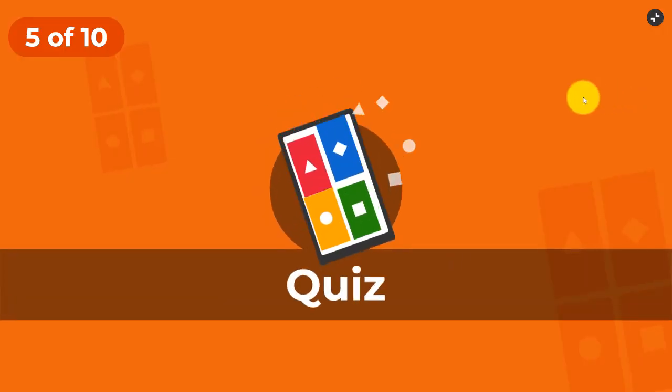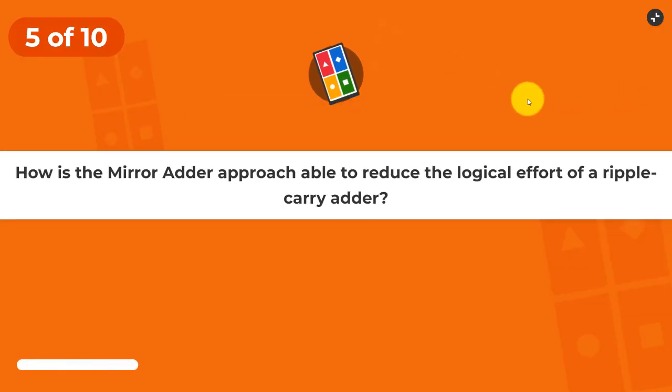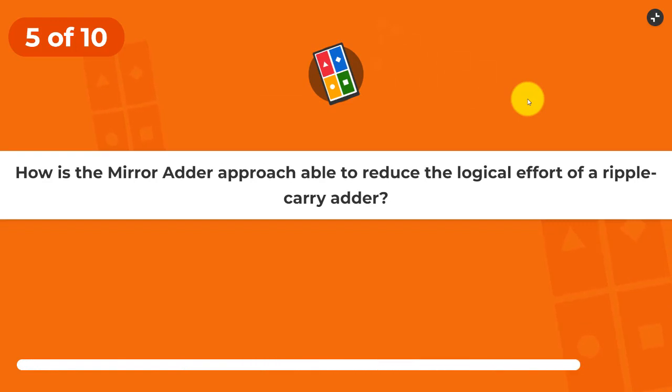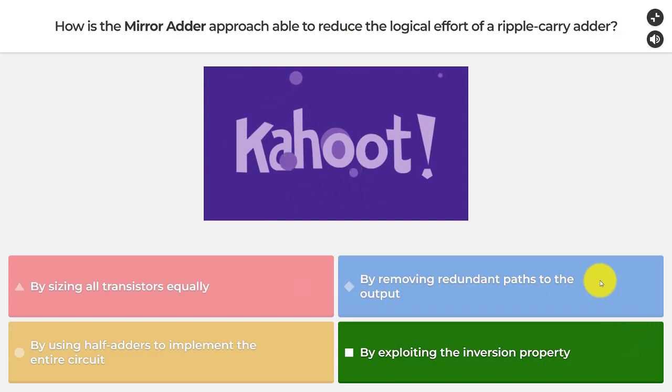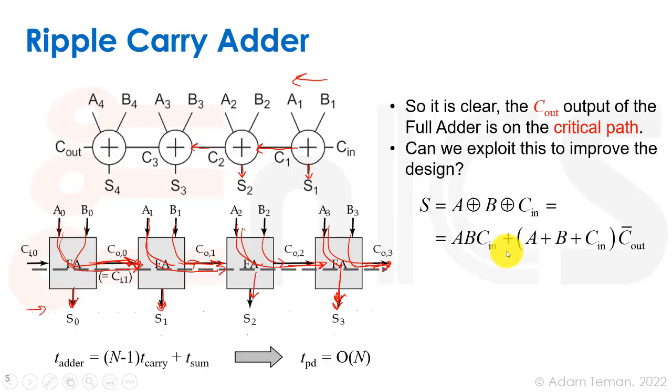That leads us to the next question: how is the mirror adder approach able to reduce the logical effort of a ripple carry adder? The answers are: by sizing all the transistors equally, by removing redundant paths to the output, by using half adders to implement the entire circuit, or by exploiting the inversion property. Of course, in this case, the answer is by exploiting the inversion property, and I'll go back to that and explain.